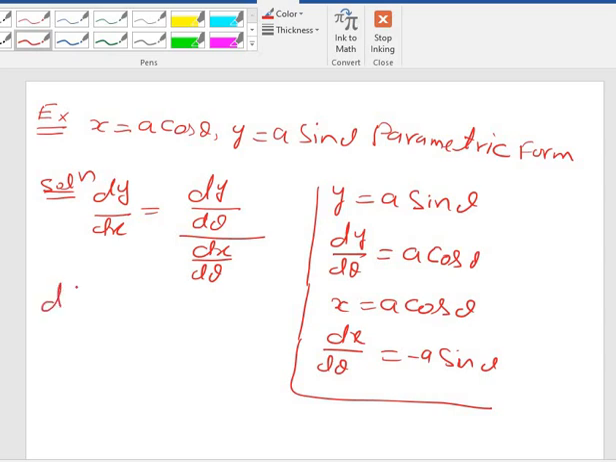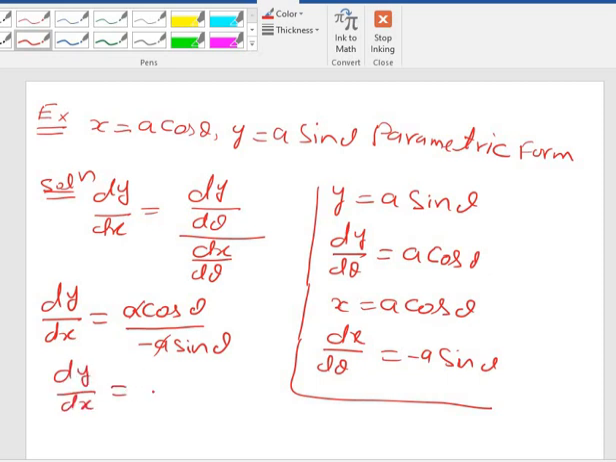So now dy/dx equals dy/dθ, which is a cosine theta, divided by dx/dθ, which is minus a sine theta. A cancels, so dy/dx becomes minus cosine divided by sine, which is minus cotangent theta. So you can say this is the first order differential equation by using parametric form.